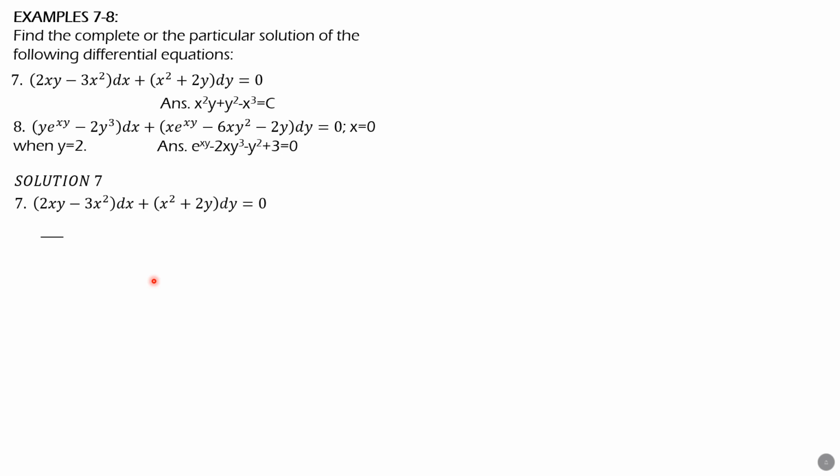So partial of M with respect to y is 2x, and partial of N, this is N, with respect to x is of course 2x. This is constant, so 2x also. That's why they are equal, and therefore the given differential equation is an exact differential equation. So the solution would be integral of this function, then partial of x, plus the constant of integration, which is f of y.